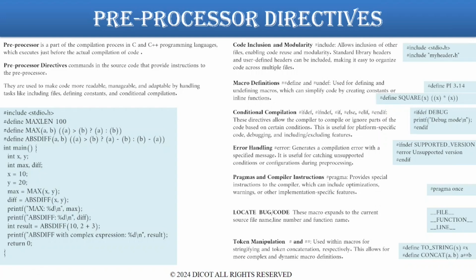Using the ABSDIFF macro, since y equal to 20 is greater than x equal to 10, this evaluates to 20 minus 10, which is 10, and this value is stored in diff.